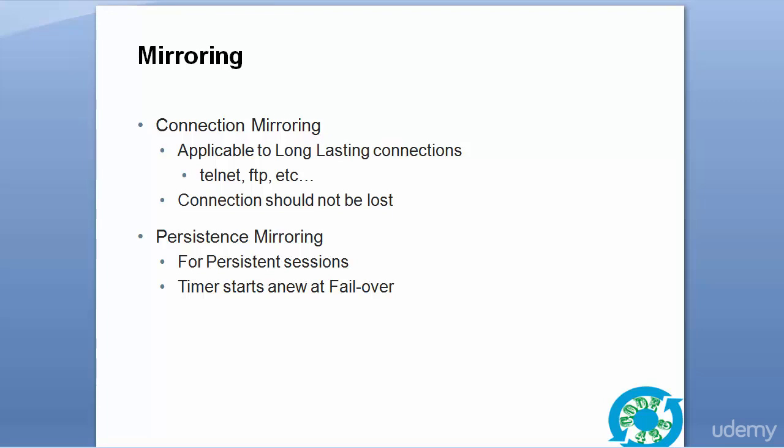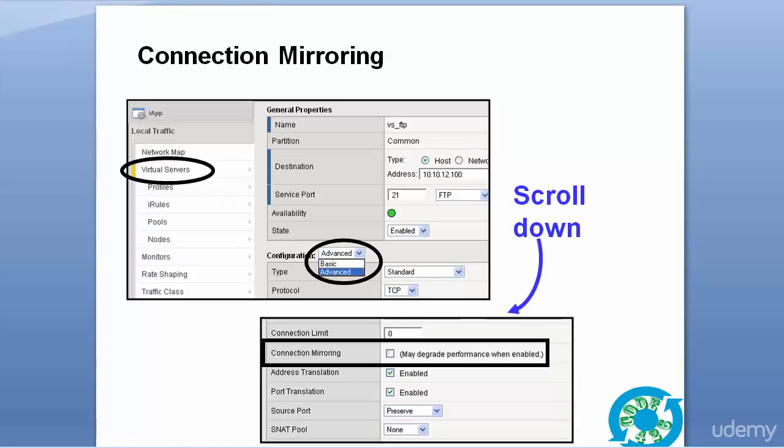Mirroring is designed to maintain existing connections and persistent sessions. Connection mirroring is an optional feature for each virtual server. It is disabled by default. Due to the high overhead involved in mirroring connection tables, it is recommended that this feature only be enabled for long-lived connections, such as FTP, chat, and Telnet.